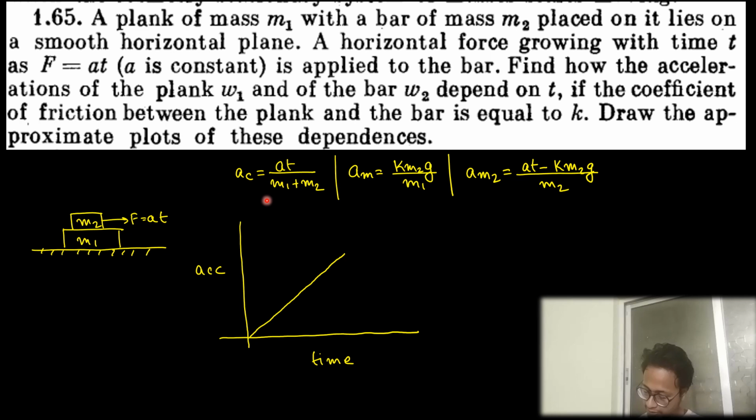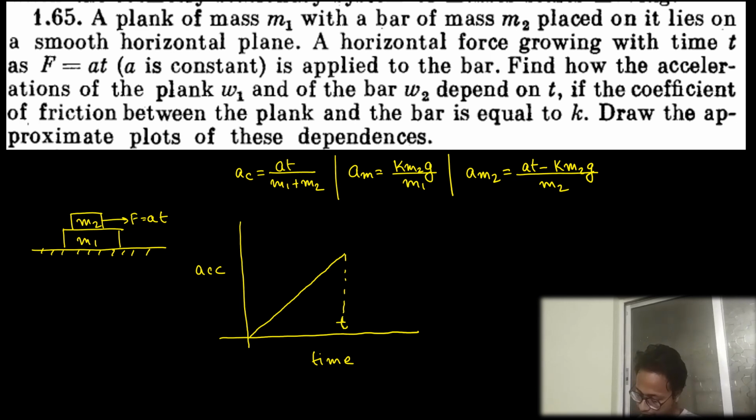See, this equation can be written as y equals mx, where the constant a divided by m1 plus m2 is the slope of this line, t is the time, and the acceleration is on the other axis. So till time t. Now I have a question. Till what time t will both move together? The time t is when this common acceleration is less than the maximum value of acceleration.